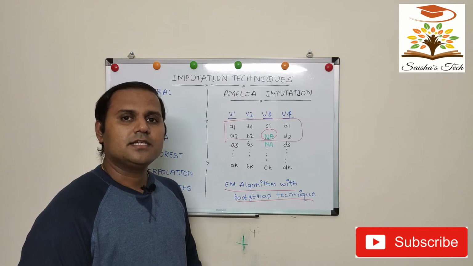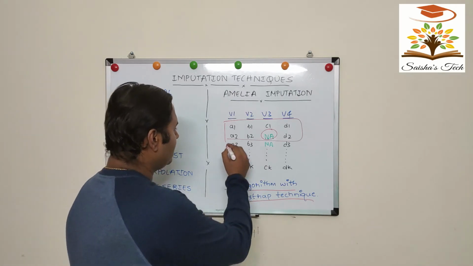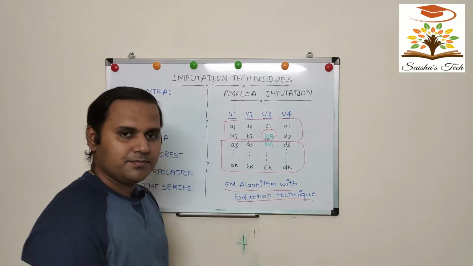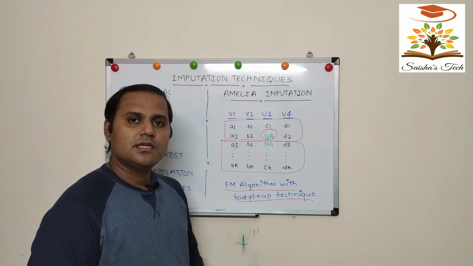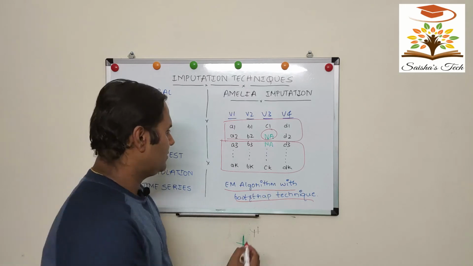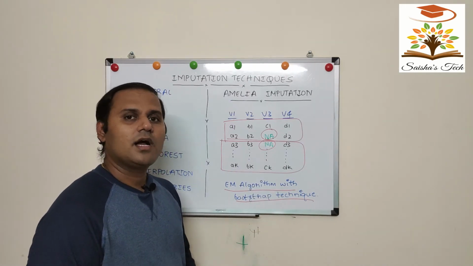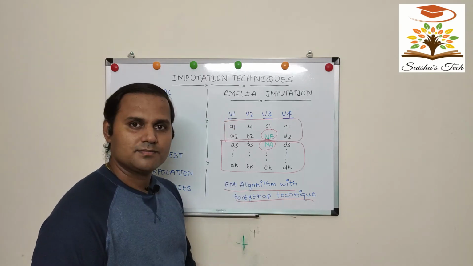Similarly, in the next set of subset, consider if it has subset the values from A3 to DK, it will impute the values in the next set of observations like C3. This is how Amelia imputation works.